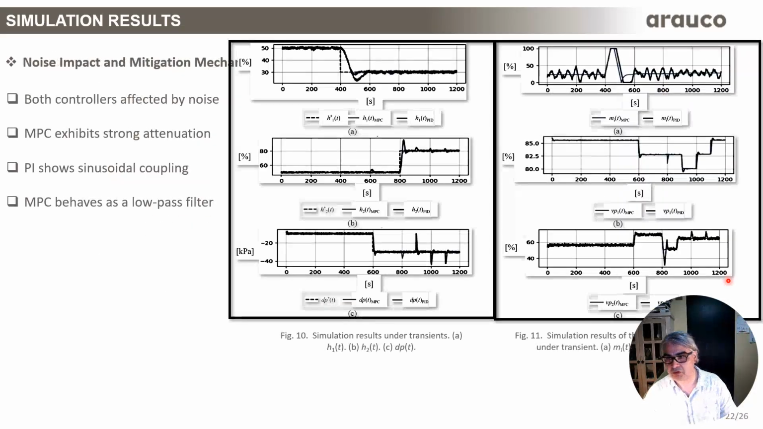Now, figures 10 and 11, as you can see here, reveal a fundamental difference in how the controllers respond to high frequency disturbances. While both PI and MPC are exposed to noise, the MPC significantly attenuates high frequency oscillations. These behaviors emerge naturally from its predictive and optimization-based structure, which smooths control action over the prediction horizon. In contrast, the PI controller directly propagates noise into the manipulated variables, producing undesirable oscillatory behavior, as you can see in those figures.